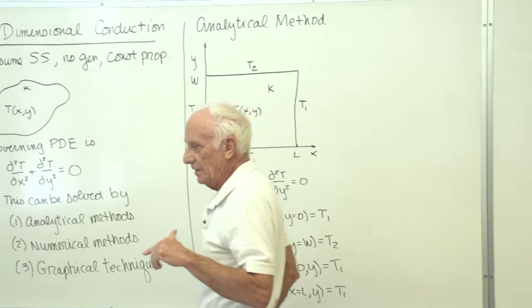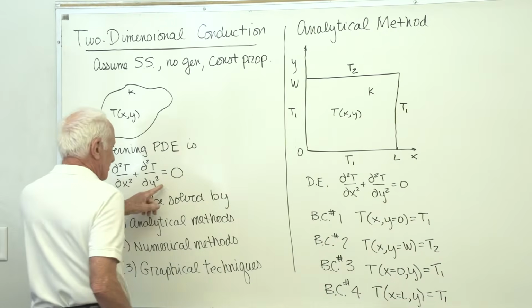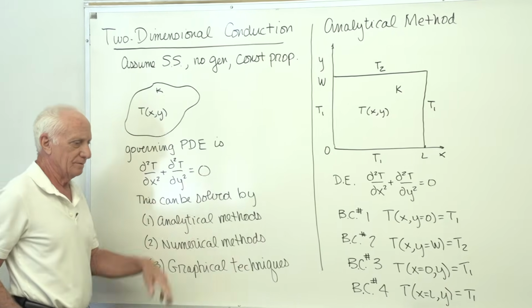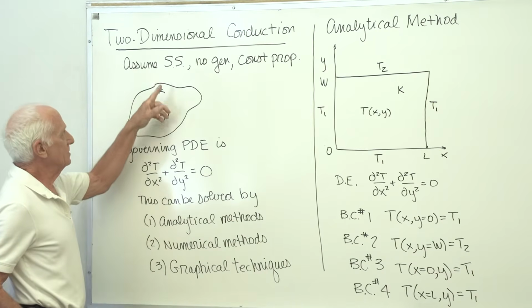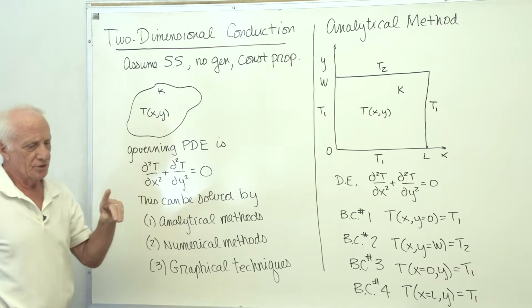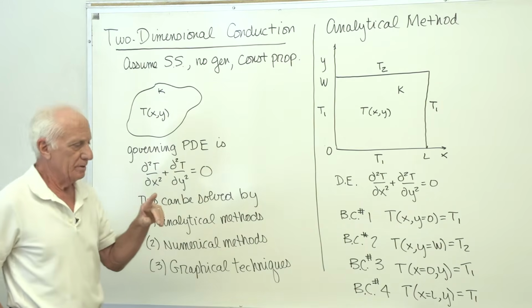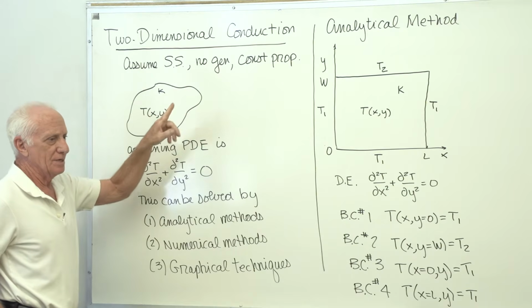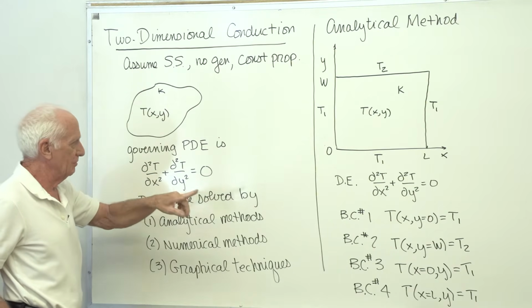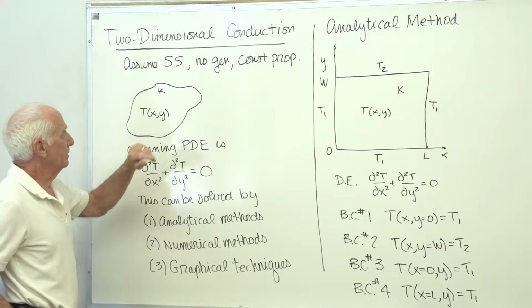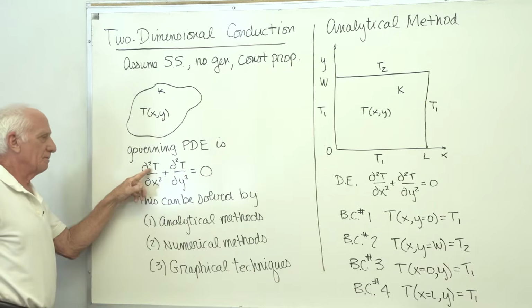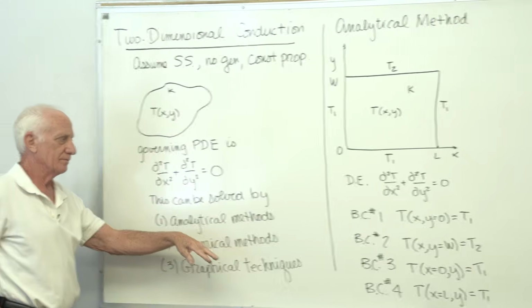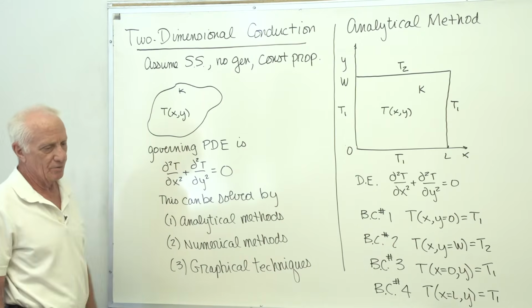Okay, it's 2-dimensional, so get rid of the z. There's a second partial of T with respect to z. That's 0. We're assuming steady state. Get rid of the partial with respect to time of temperature. Okay, it's gone. There's no generation. Get rid of the q dot term in the chapter 2 heat diffusion equation. It's gone. Assume constant properties. The K comes out of the partial sign. You divide through by K. K disappears. We're left with the Laplace equation.